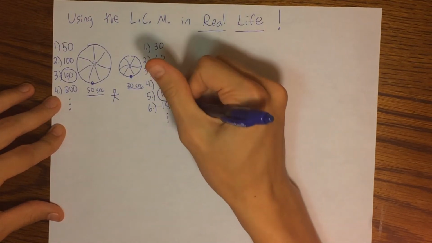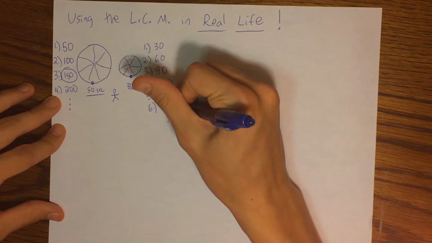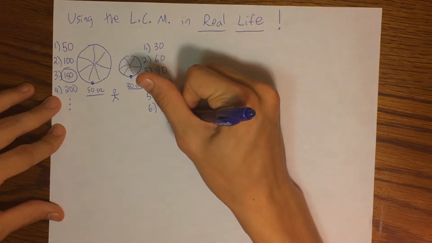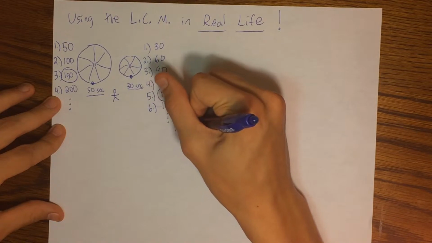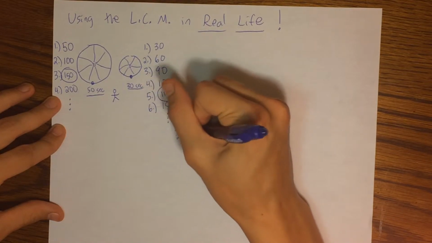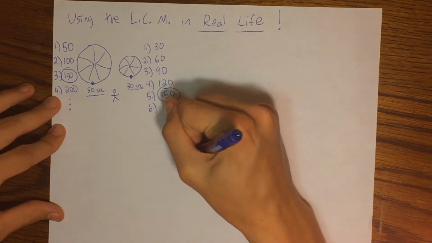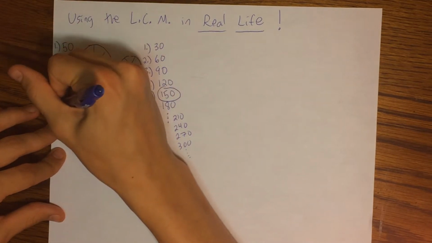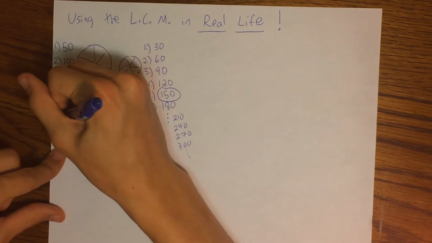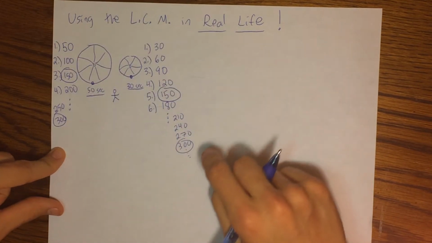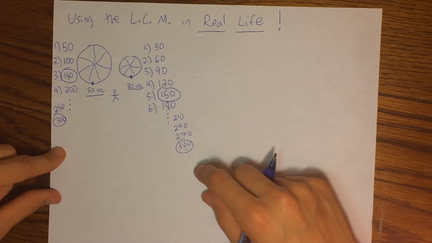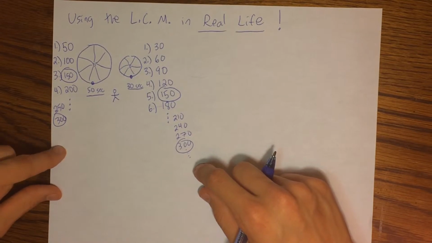Now I could have kept listing these off, right? I could have said, well, after 180 comes 210, then 240, then 270, then 300. I could have kept going, and look, then 300 would have been a common one too. Okay? And then you have to ask yourself, well, what number is better?